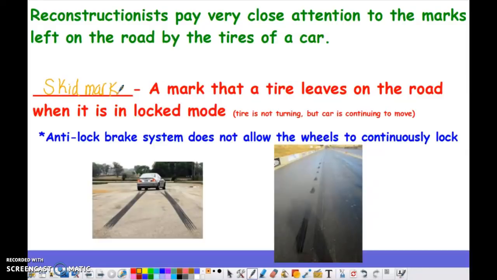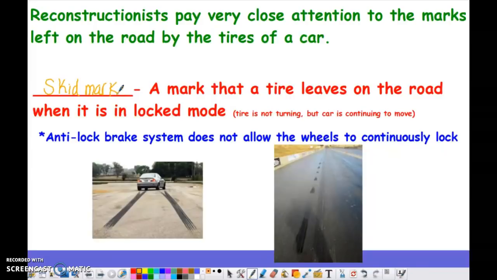Anti-lock brakes, some cars have that, especially newer cars. They don't allow the tires to completely go into lockdown. They kind of stop in little increments. So it locks, unlocks, locks, unlocks to help slow down.